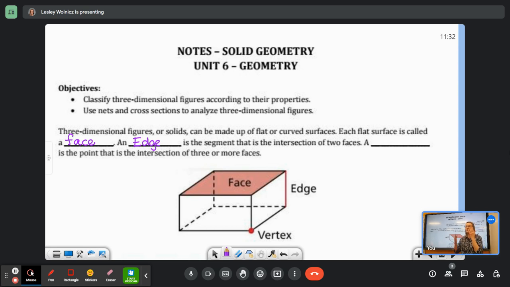So plane intersecting with a plane, we get a line that goes forever. Face intersecting with a face, we just get an edge, which is a segment. Cool? Okay, perfect. And a vertex is the point of the intersection of three or more faces. It kind of looks like faces intersect at edges, and then the edges intersect at the vertex.